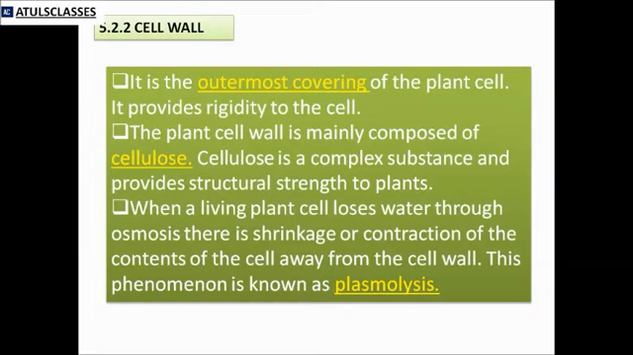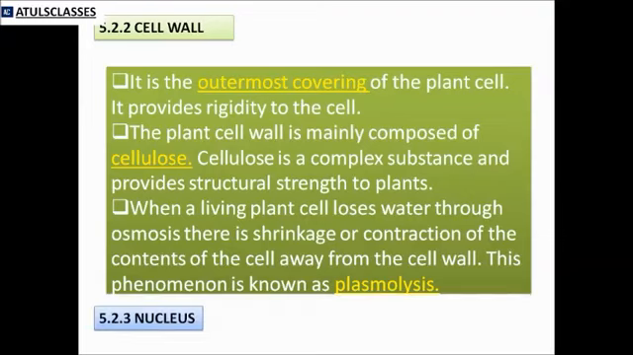When a living plant cell loses water through osmosis, which we studied in the earlier part, there is a shrinkage or contraction of the contents of the cell away from the cell wall. This phenomenon is plasmolysis, which we studied in our earlier presentation, showing how plasmolysis takes place.